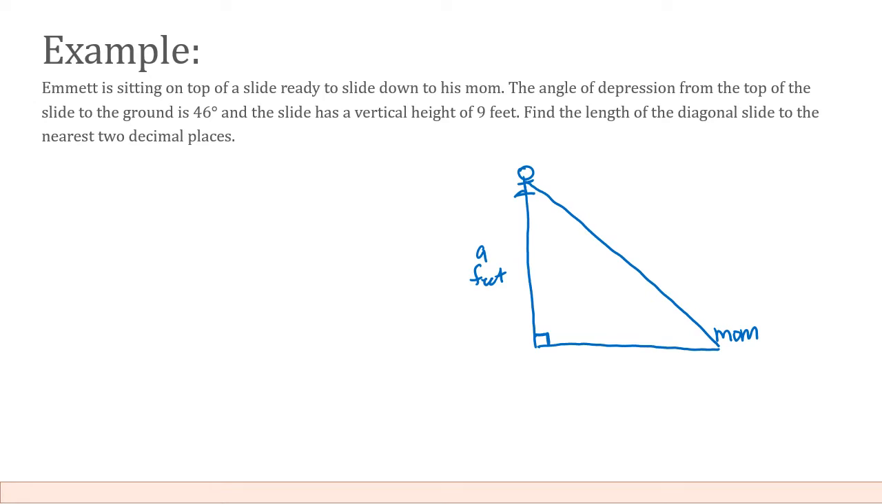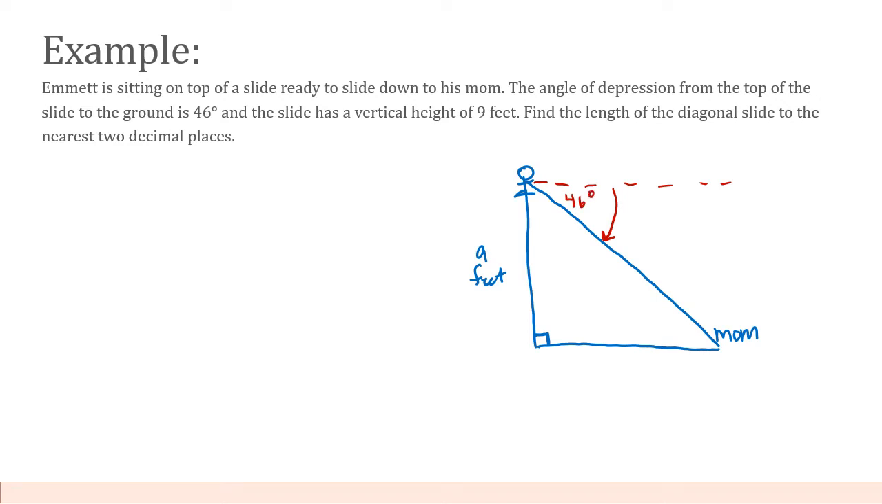Okay, here's the tricky part. It's not real tricky, but it's something that people do get hung up on. That angle of depression is looking out at a line of sight, a horizontal line of sight, and then looking down. Okay, so this is where that 46 degrees is at.